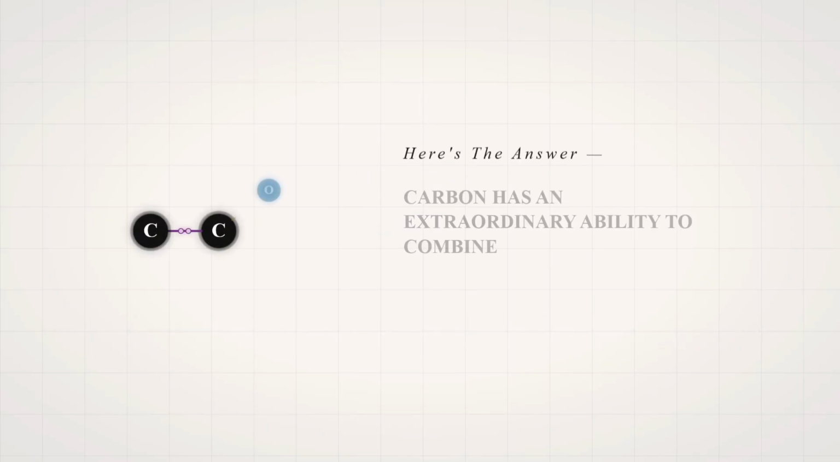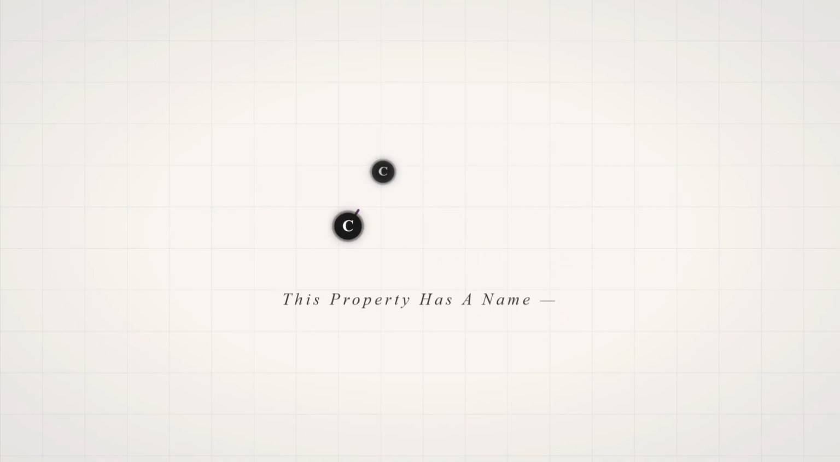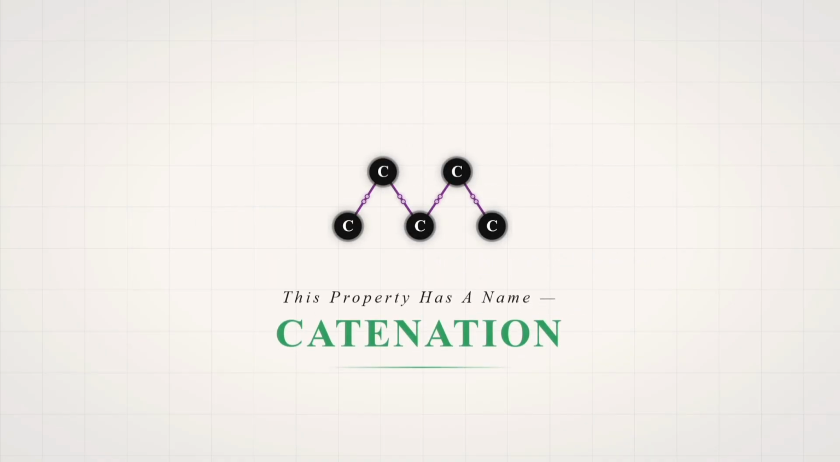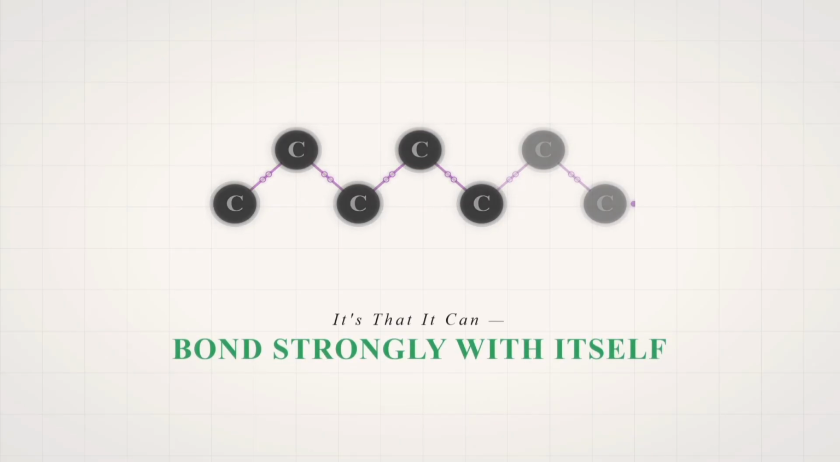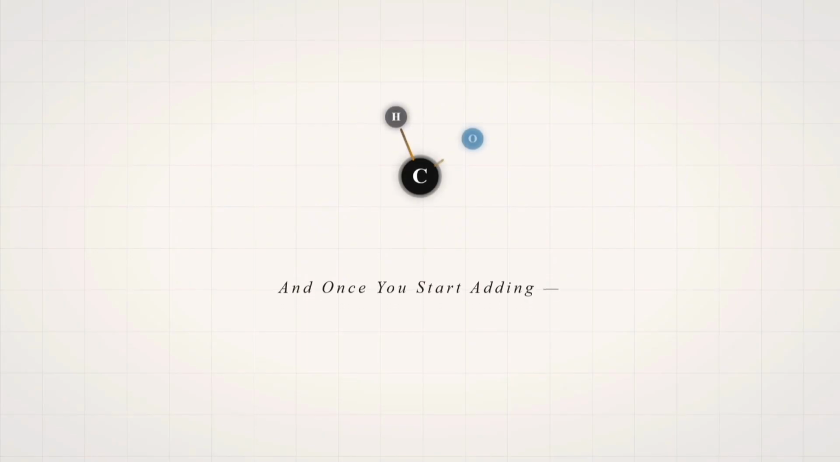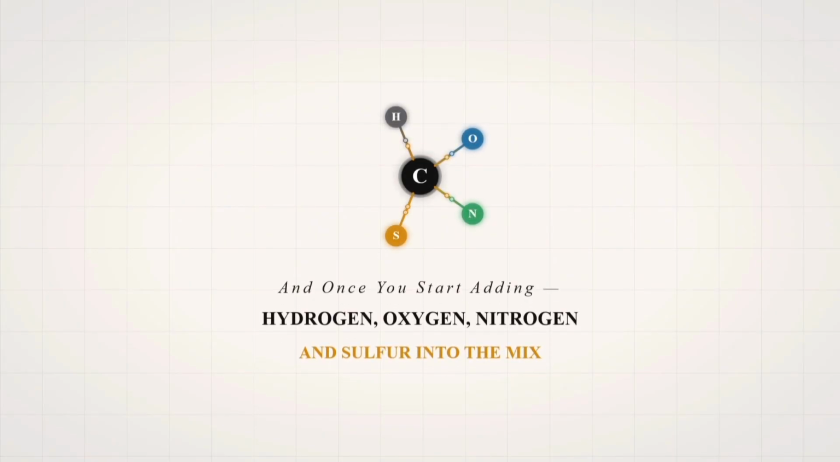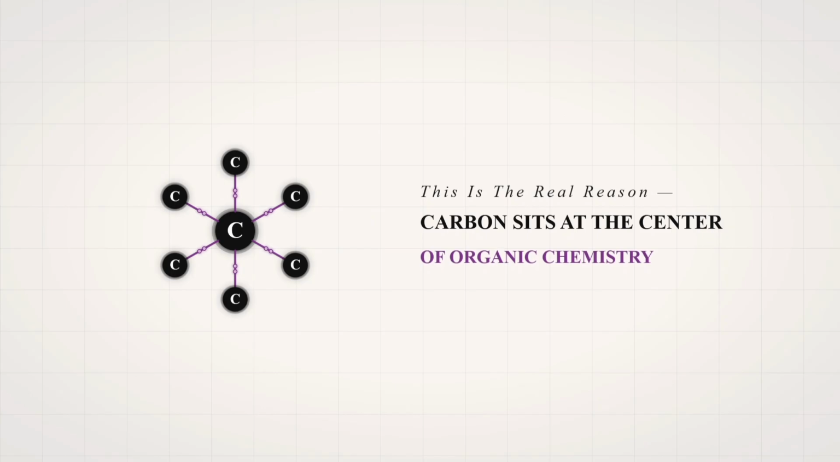Then what makes organic chemistry so diverse? The answer is carbon's extraordinary ability to combine with itself and with other elements. And this property of carbon bonding with itself has a special name, catenation. Carbon's true advantage isn't that it only bonds with carbon. It's that it can bond strongly with itself, again and again, almost without limit. Chemists call this catenation. Chains, branches, rings, double bonds, triple bonds. And once you start adding hydrogen, oxygen, nitrogen, and sulfur into the mix, the number of possible structures becomes almost limitless. This is the real reason carbon sits at the center of organic chemistry.